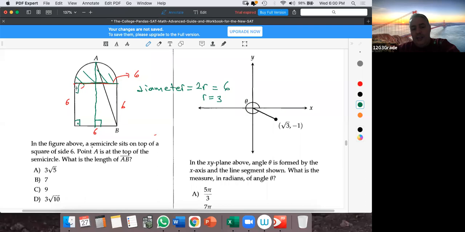Since this is a square, this is 90 degrees. I am drawing 90 degrees, so this must be 90 degrees. So this is now a four-sided polygon: 90, 90, 90. What is left here? 90 left here. It means that these two sides must be equal to each other. Why? This is a rectangle.